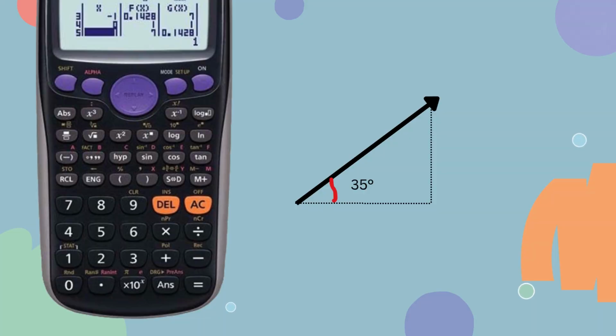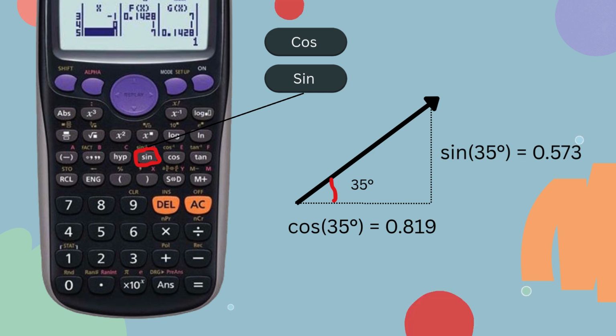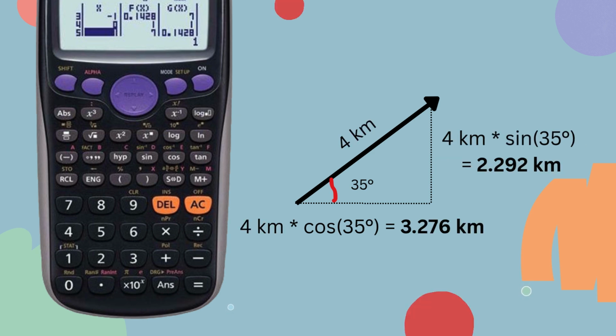Think about a vector of length 1. If we know the angle of the vector with an axis, we can calculate the components using our calculator. We need to use the cosine button and then write the angle to find the parallel component, and the sine button to find the perpendicular component. When the vector does not have a length of 1, we just multiply the length of the vector by the cosine and by the sine and we get the vector components.